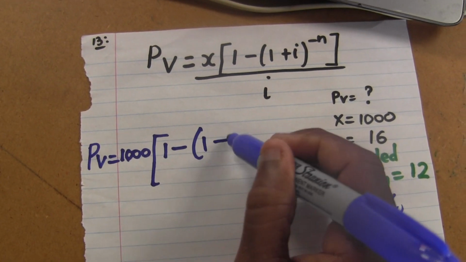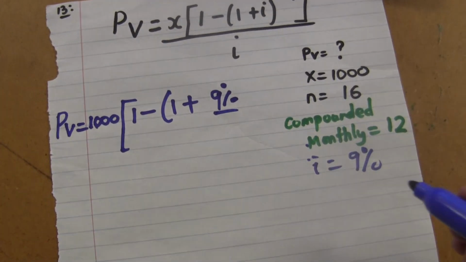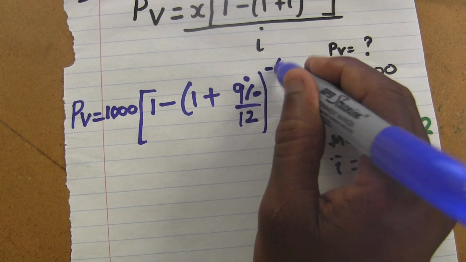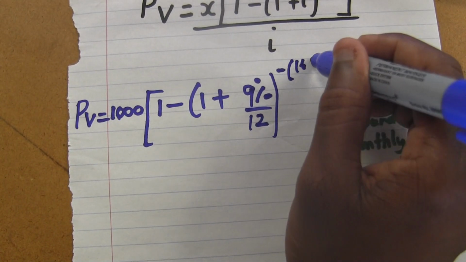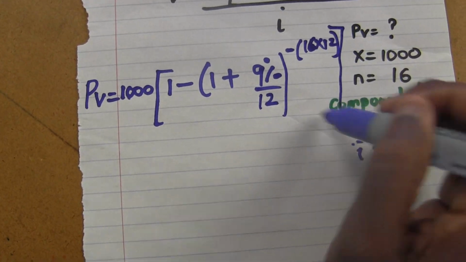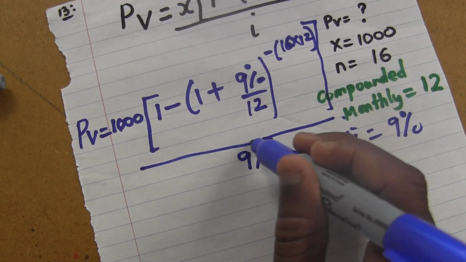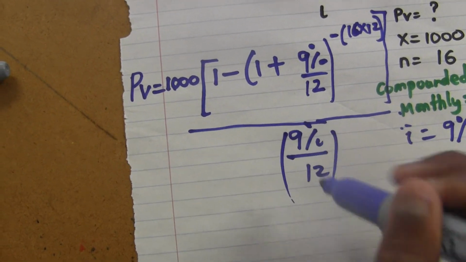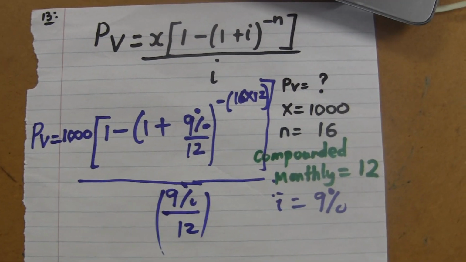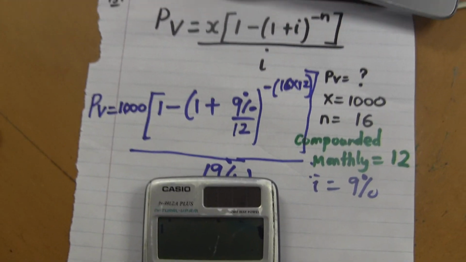1 minus, 1 plus, what is the interest rate? Interest rate is 9%. How is it compounded? It is compounded monthly, so divided by 12, and then minus n. What is n? n is 16, but you multiply by 12, so 16 times 12, and then you close your bracket, and then over. What is our interest rate? Our interest rate is 9%, compounded monthly. So plug that in the calculator and get the final answer easily.